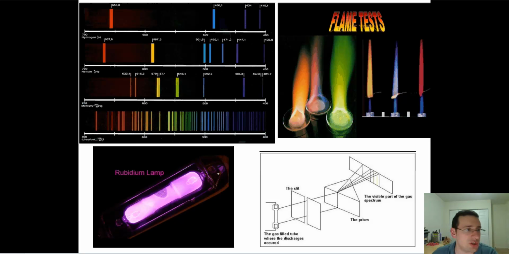But in a normal situation, each atom has a specific field, which means you can actually use the spectrum to determine what element you're looking at, just like you do in the flame test in chemistry class.